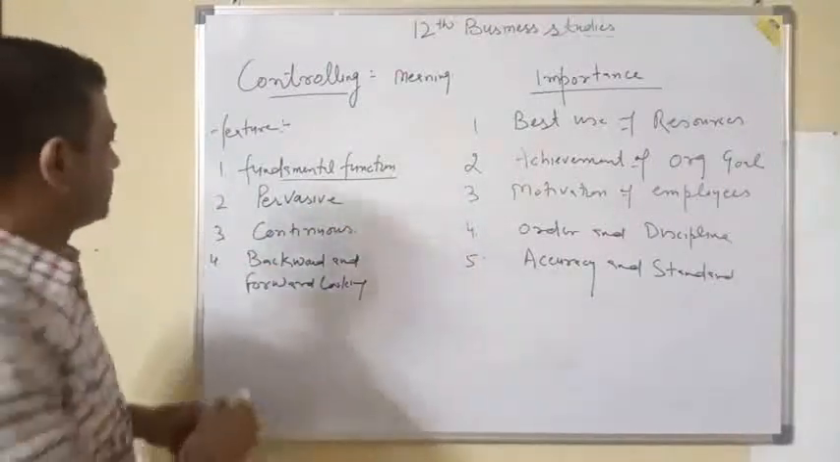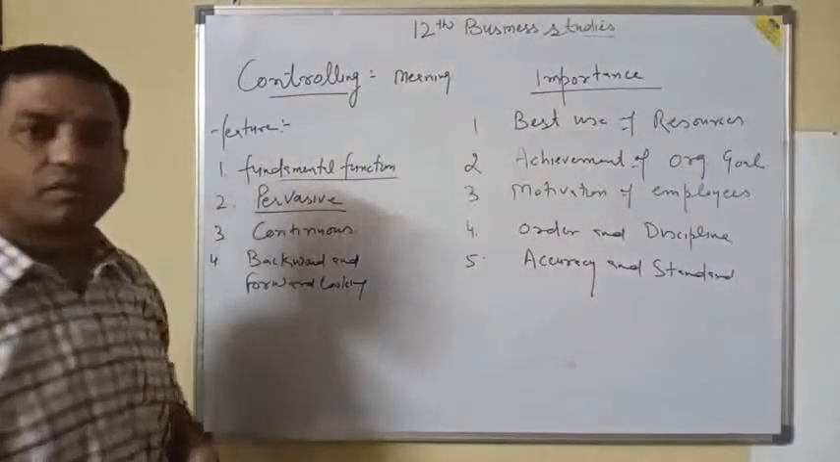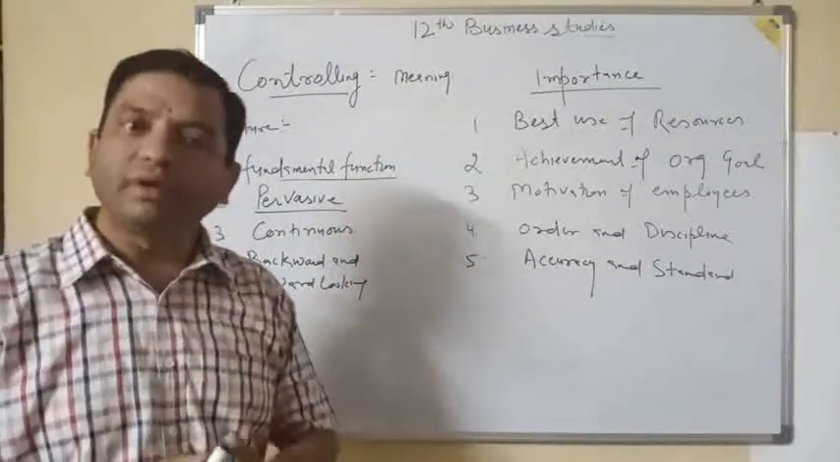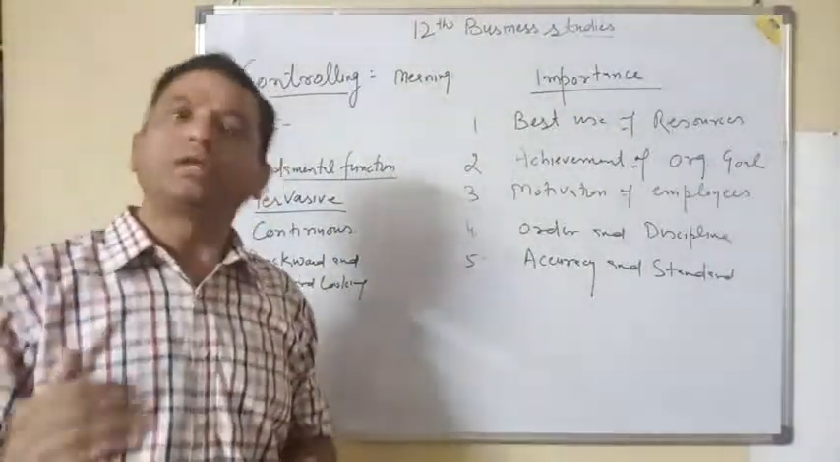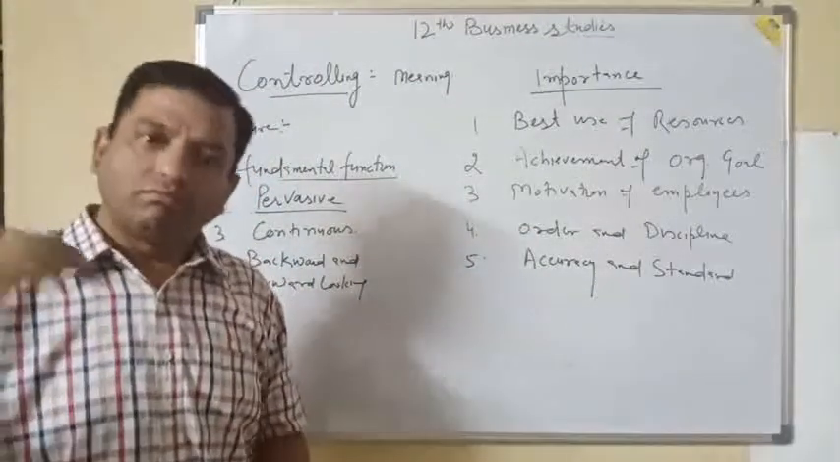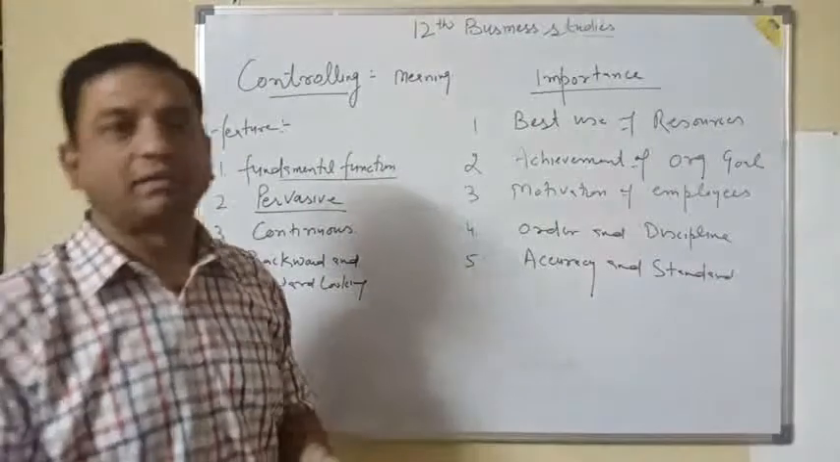Second is, it is pervasive, universal. Controlling applies everywhere. We have to control all the activity, whatever is relating to top level management, middle level management, or low level management.